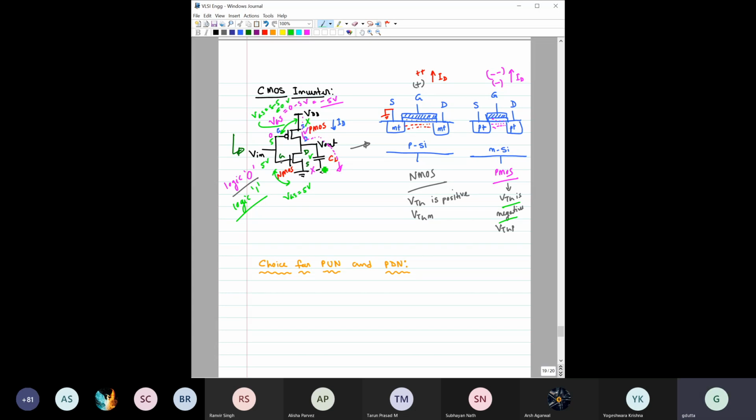As a result, you can see this capacitor, which was earlier charged to VDD, can now discharge through this NMOS. But when this capacitor is discharging, you don't have a path from VDD to ground, right? So that way, the static power dissipation issue has been solved.